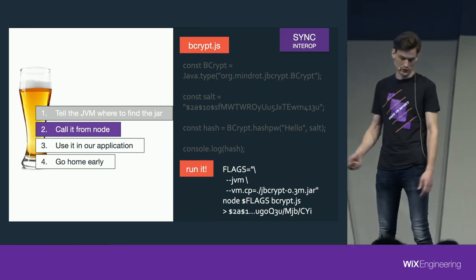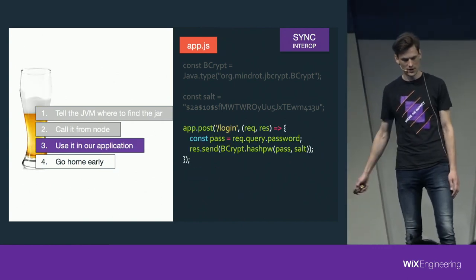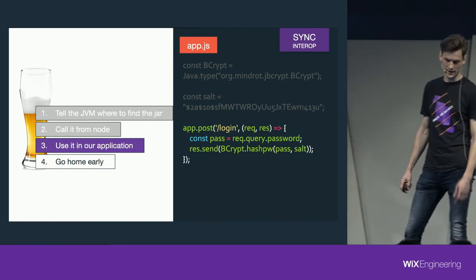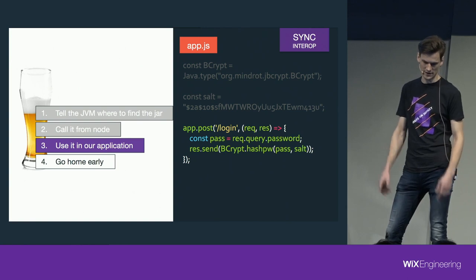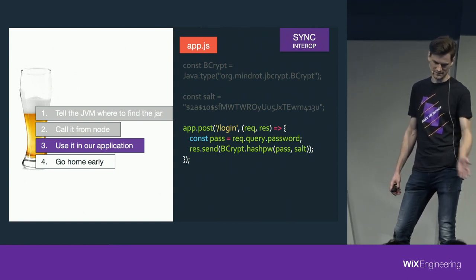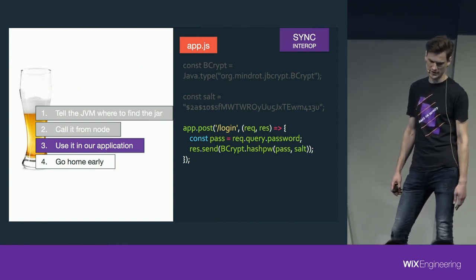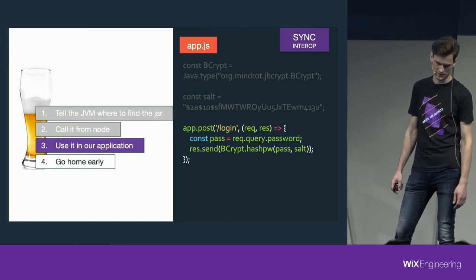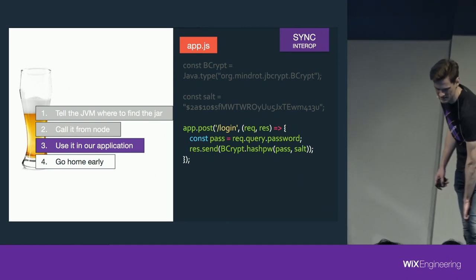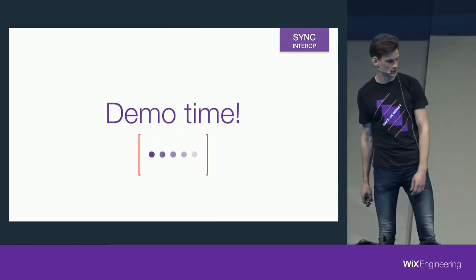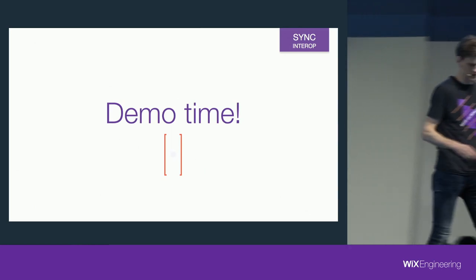And actually, to use it in our application, we can just implement a simple Express route that handles logins. We just give it a query parameter and respond with a hashed password. It's not how you would do logins, but it's just for the sake of an example. So let's see how that would actually look.